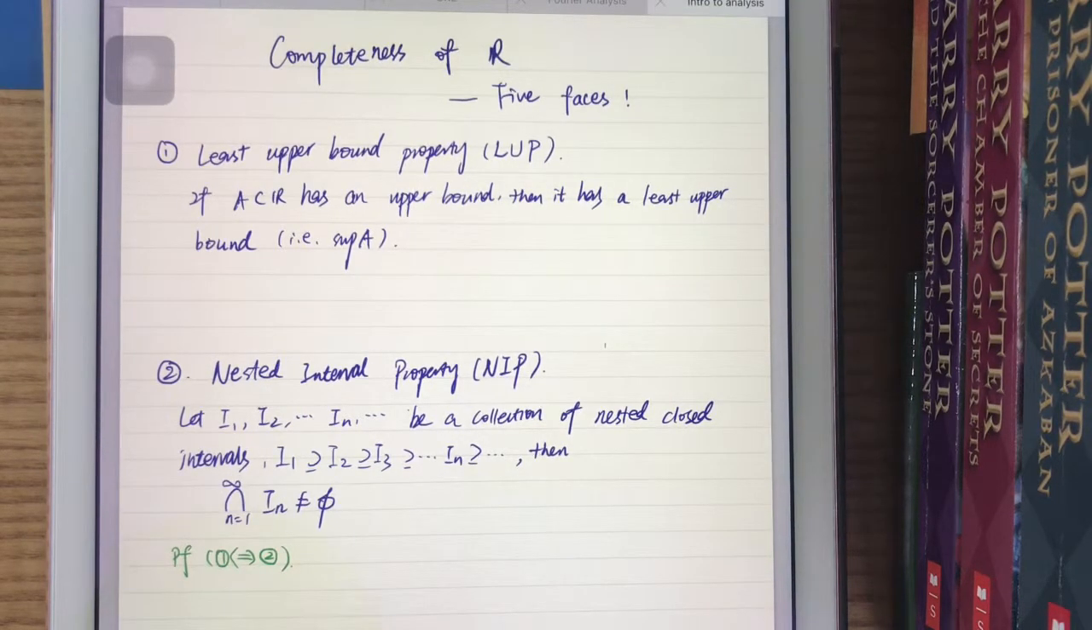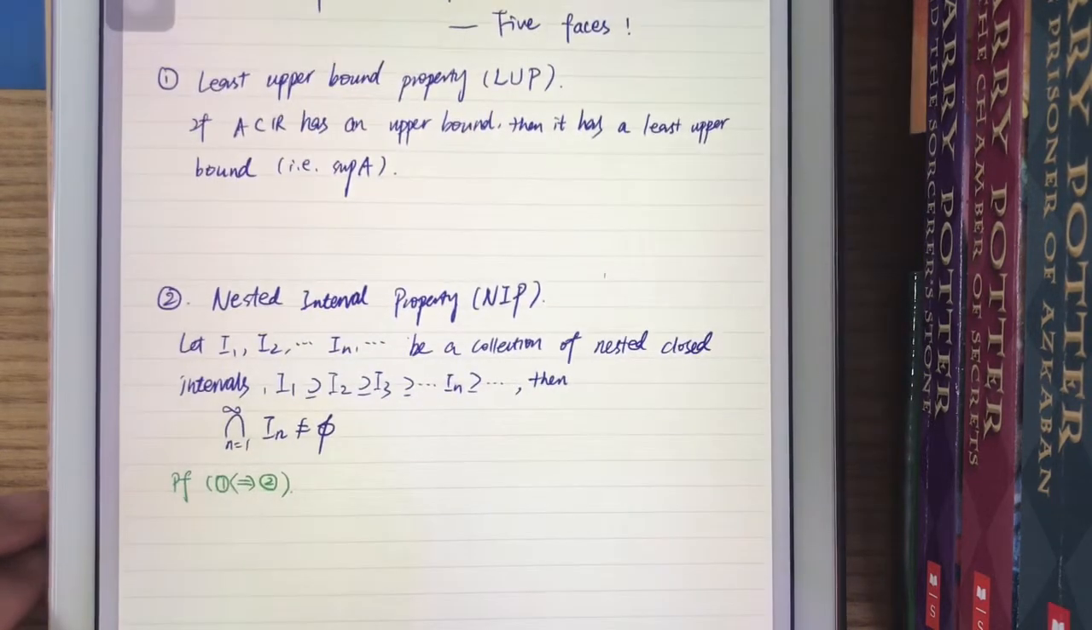Okay. Well, as I said, these properties or theorems are different phases of the completeness of real numbers. Then I will show you that the least upper bound property can prove the nested interval property. Okay, so how are we gonna do that? The point is, how are we gonna use the least upper bound property? So we are trying to find a certain least upper bound, right? Okay, so here's a proof.